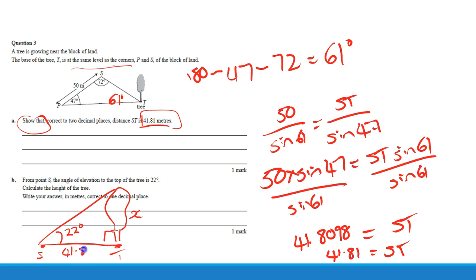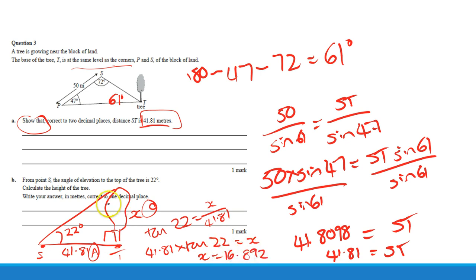And we know this is 41.81 from the previous question. So then it's just a bit of SOHCAHTOA, opposite, adjacent. So tan 22 equals the height of the tree over 41.81. 41.81 times tan 22 equals x. X equals 16.892. To 1 decimal place, x equals 16.9 meters.